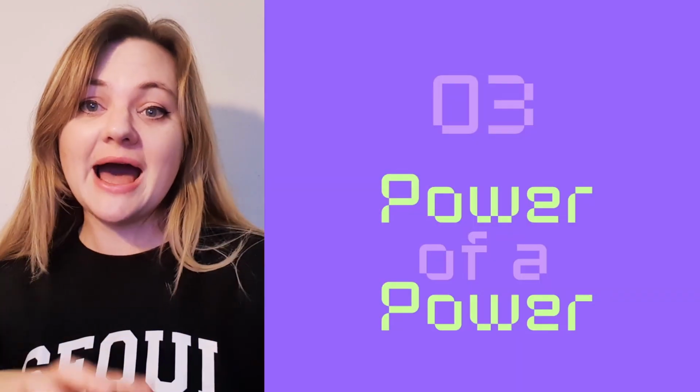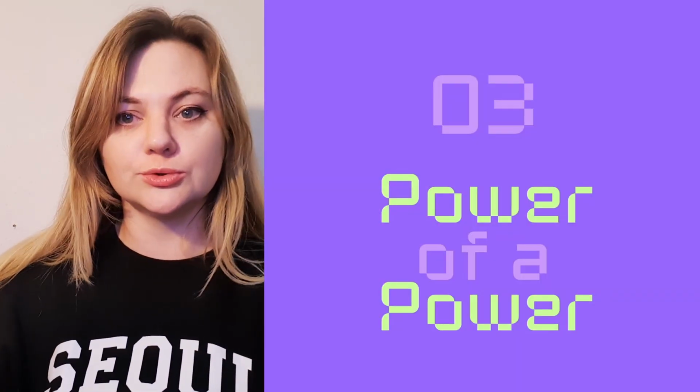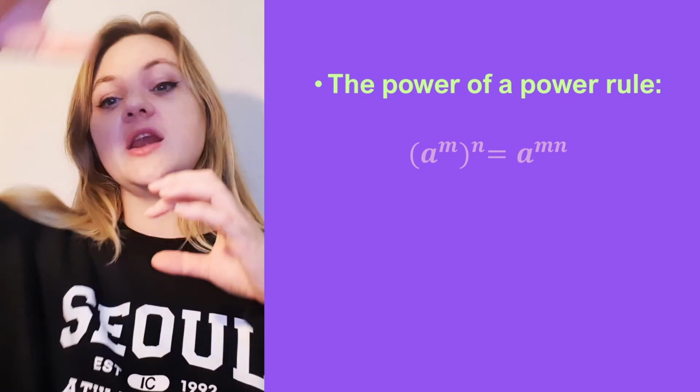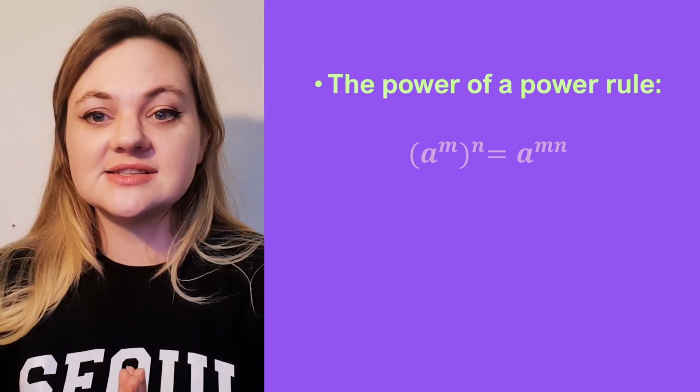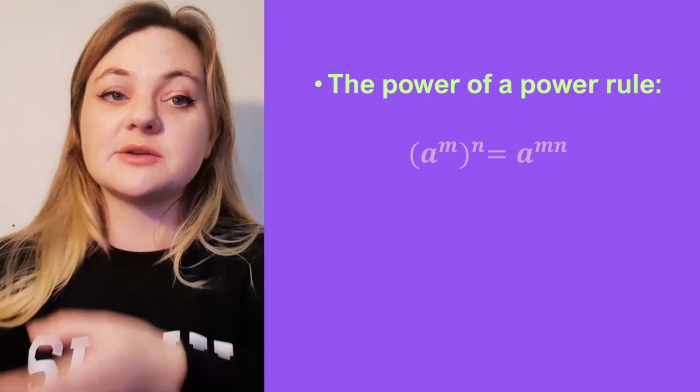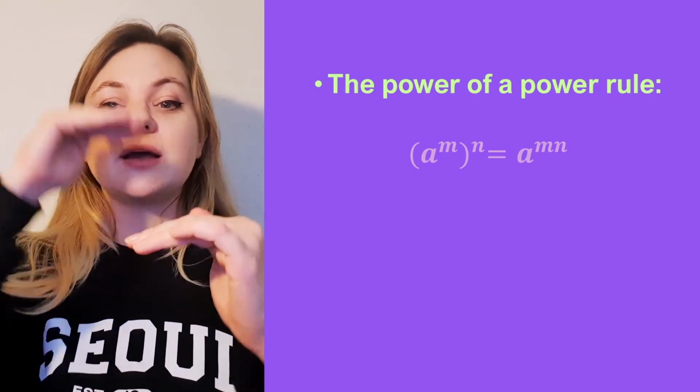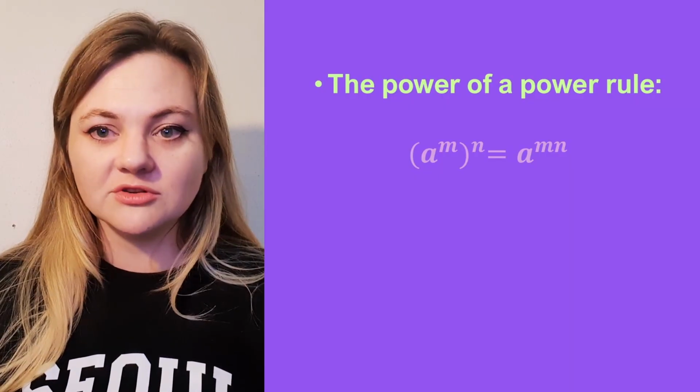Next rule is the power of a power rule. Okay, so now we are raising one exponent to another power. And in this case, this is where we actually multiply. So previously we had to add because we were just multiplying, but now we're raising a power to a power. So now we have to multiply them.